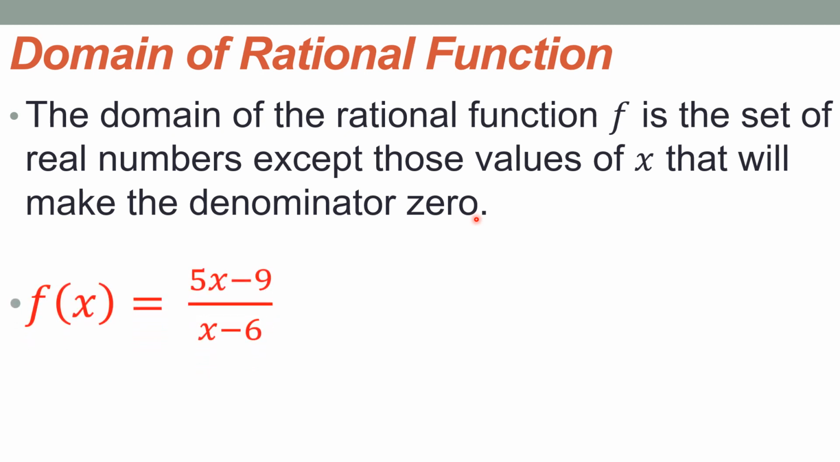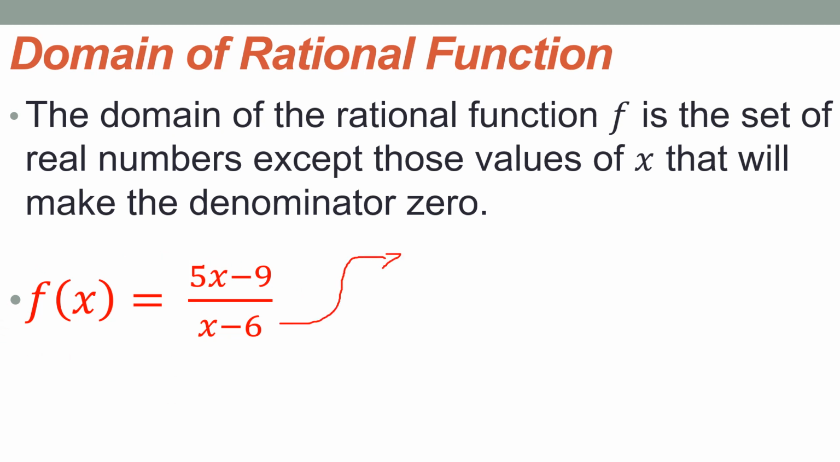So let us have an example. f of x is equal to 5x minus 9 over x minus 6. How are we going to determine the domain of this rational function? Okay, so what we're going to do is to get our denominator, x minus 6, then we are going to equate it to 0 so that we will be able to determine what are the values of x that will make the denominator equal to 0.